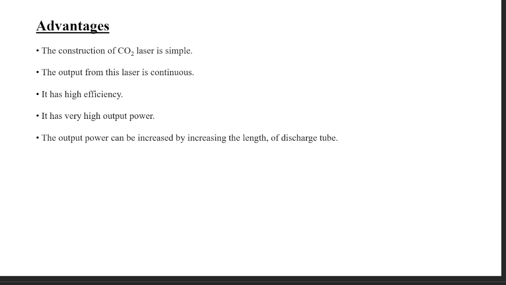Now we will discuss some advantages of the CO2 laser. So the first advantage is that the construction of the CO2 laser is very simple. The output from the laser is continuous. It has a high efficiency. It has high output power, and the output power can be increased by increasing the length of the discharge tube. So these are the advantages.